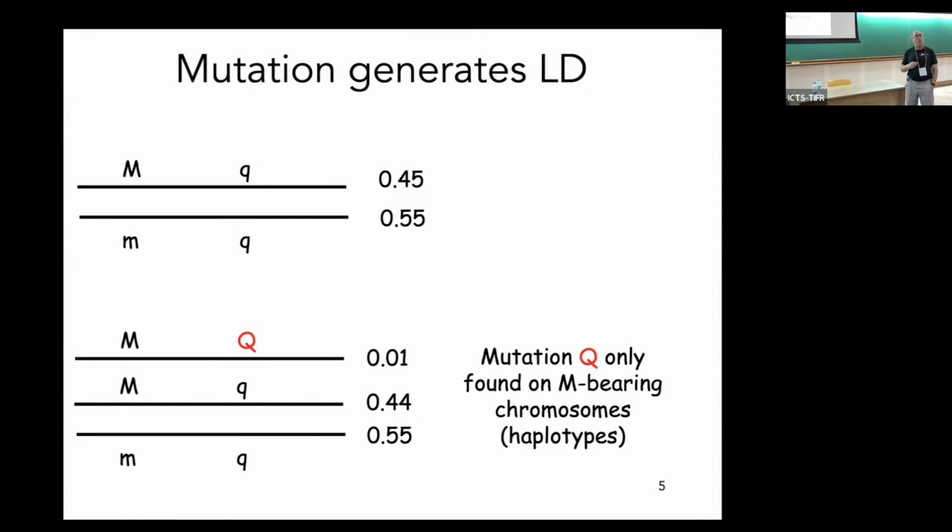So here is how we generate LD. It's really, really simple. Let's imagine I've got a chromosome, and it's got a SNP on it. So I've got a big M and a little m, and these are neutral SNPs, and I can simply score them. Let's imagine that in this population, 45% of all chromosomes are big M, little q, where q is the allele that impacts the trait, or the locus that impacts the trait. 55% are little m, little q. Now let's imagine that somewhere back in time, little q has mutated on the M background to big Q. So now 1% of all chromosomes are this big M.